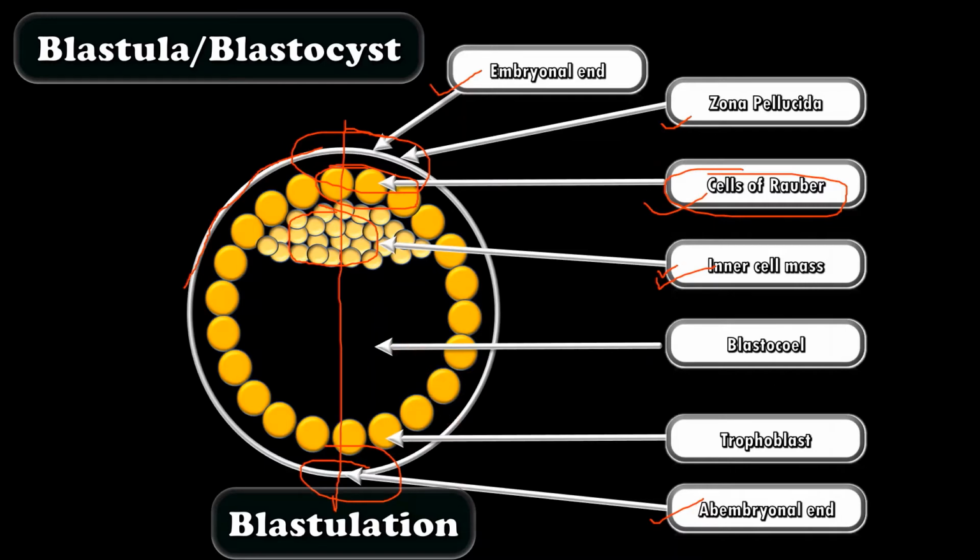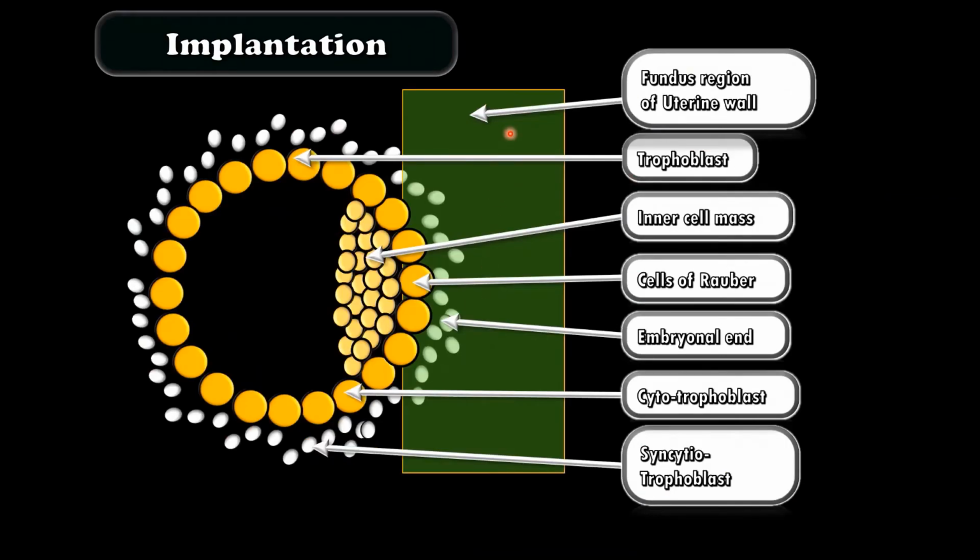The next step is implantation. It is a process of attachment of the embryo to the wall of the uterus. It is required to get food and oxygen from the endometrium for survival of the developing baby. It occurs 6 to 7 days after fertilization and it requires 3 to 4 days to complete this process.